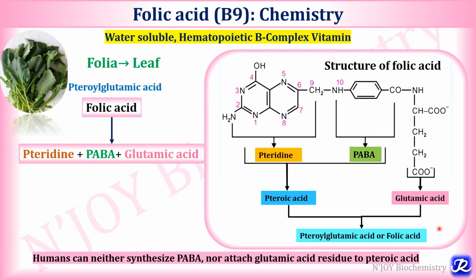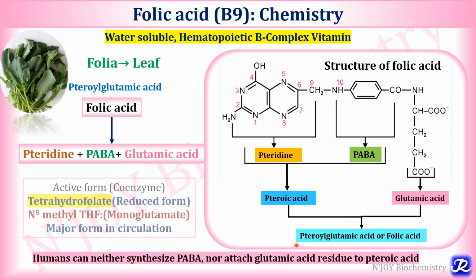In nature, the polyglutamate form is present, and in the polyglutamate form, these glutamic acid residues number about 2 to 7, linked to the pteroic acid. In the dietary sources, that is the natural diet, the polyglutamate form is present. Now what is the active form of folic acid? Tetrahydrofolate, which is the reduced form, is the active or coenzyme form of folic acid, and the major form present in circulation is N5-methyl tetrahydrofolate.